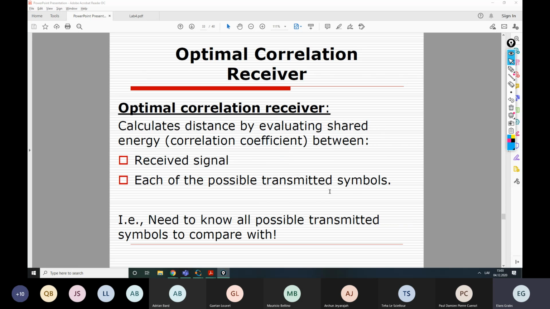So how does this optimal correlation receiver work? Actually, from the name of it, it can be seen directly that it calculates the correlation between what has been received and what is possible to be transmitted. So let me explain this in a more graphical way.